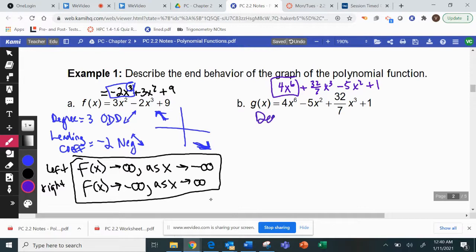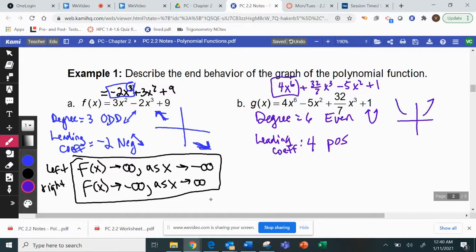So my degree is 6, which is even. And my leading coefficient is 4, which is positive. So I think about the even that I know the most. When it's positive, it looks like this. This is not a quadratic, so I don't know what's going on on the inside. I just know that the ends are going to look like that.